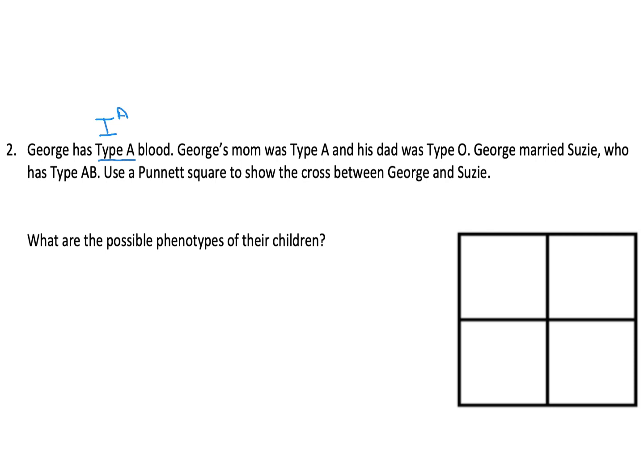We see that George's mom was type A as well. So again, that's the only information I've been provided. So we know George's mom has at least one A allele.